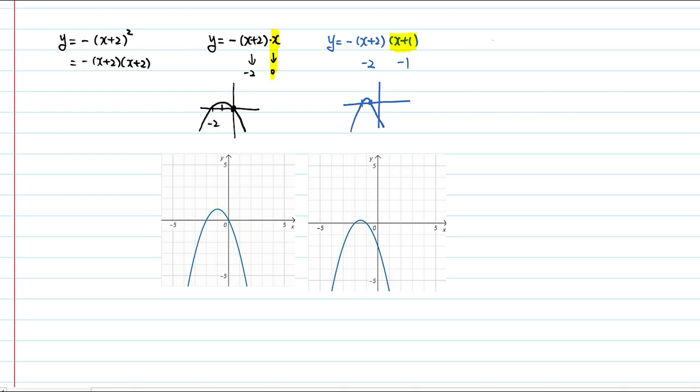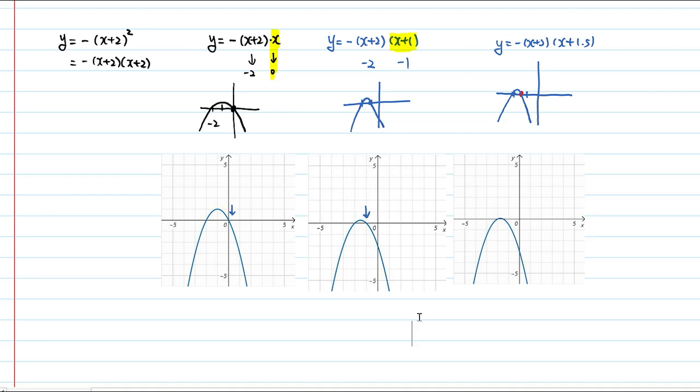Okay, now then what happens when you have y equal to negative (x plus 2) times (x plus 1.5)? What you will see is that this x-intercept is moving towards the left. So that's negative 2, and this will be negative 1.5. So if you're graphing it, the graph will look like this. All right, as you can see, the two x-intercepts are getting close to each other.